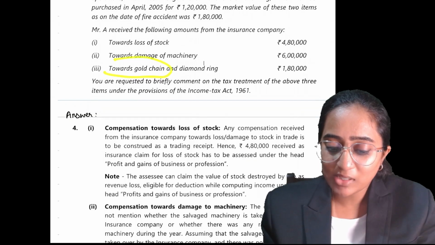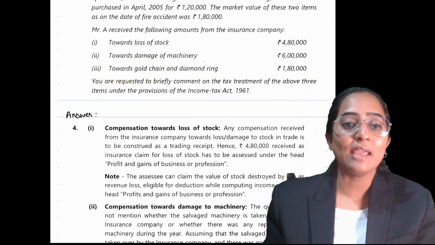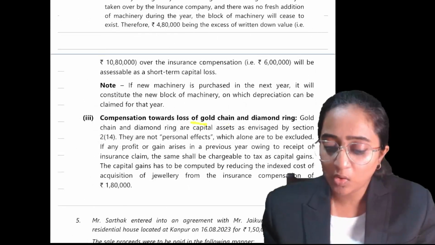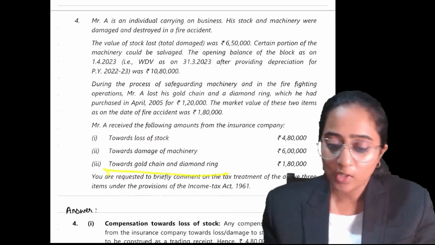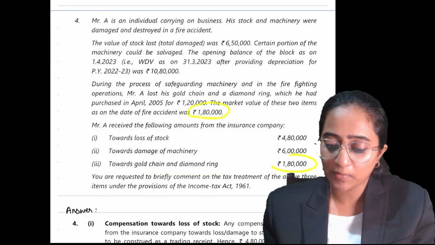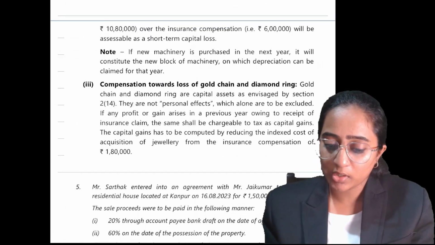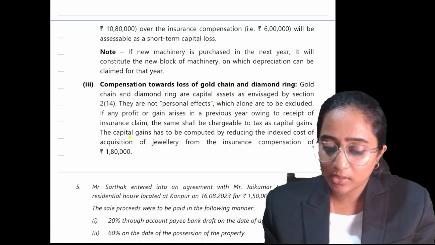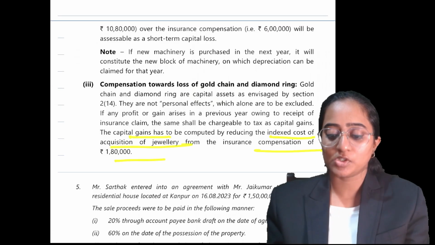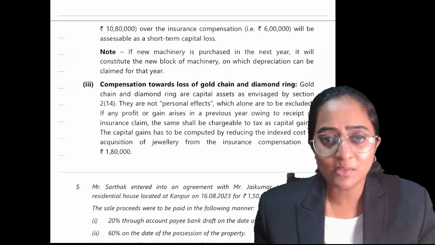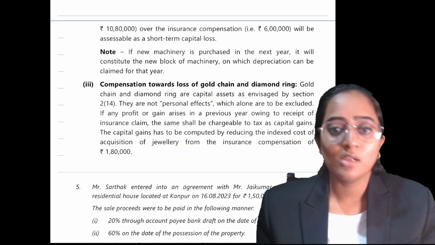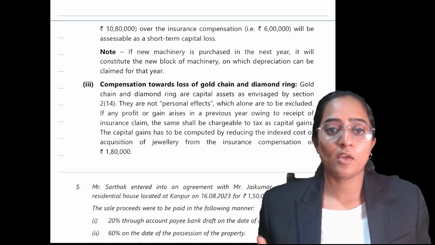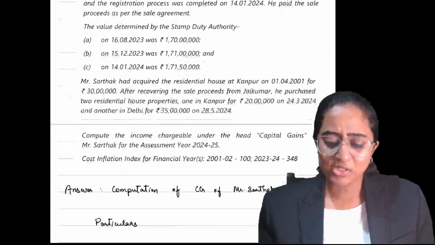Okay. So towards the gold chain and the diamond ring, how much is it going to be? 1,80,000. Whatever the loss you incur to the extent of the gold chain and diamond ring, your original market value is 1,80,000. You have actually received 1,80,000. In this case, the gold chain and diamond ring come under the definition of capital asset, as jewelry is covered. So the capital gain has been computed by reducing the indexed cost of acquisition from the amount received from the insurance company. You can take the indexed cost of acquisition benefit there, subtract that, and whatever answer you get, you can consider it as your capital gain, either short term or long term, depending on how long you owned it. Clear? Simple question, not much brainstorming.